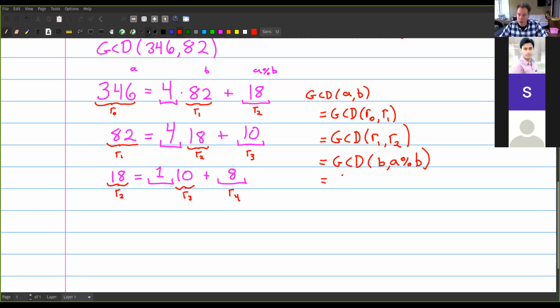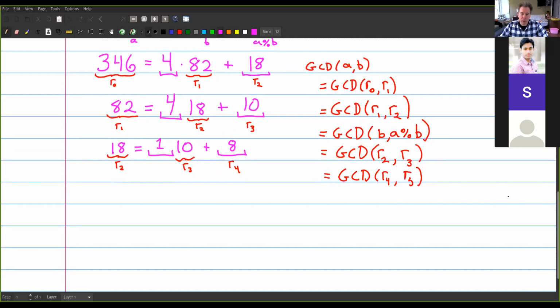Because it was true for the first recurrence, it's true for every recurrence for the same reason. So this is the same thing as the GCD of R2 and R3, which is also going to be the GCD of R4 and R5 when we get there. So let's keep going. Can anybody keep going? Yeah, we're just going to keep going infinitely. I'll tell you when to quit. We're going to come to the bottom of the page soon.